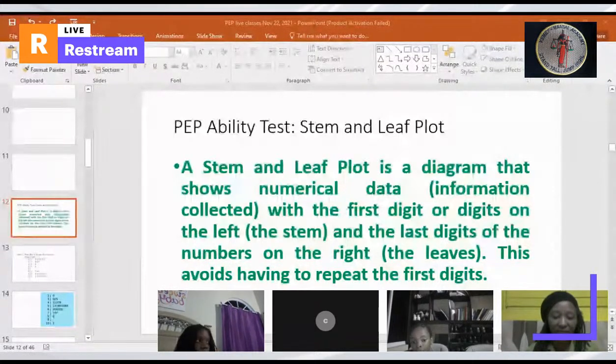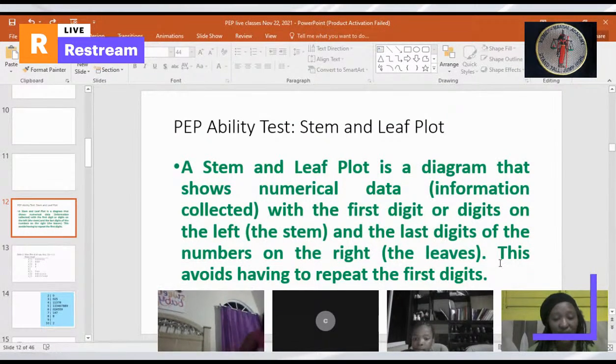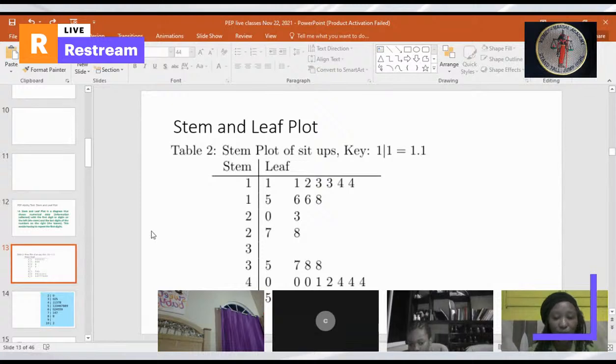So it's saying the leaf is used in statistics, and statistics is a branch of mathematics that deals with information storage and information interpretation. So we collect information and it is called data, and then we see how best we can present that data so we can study it and make interpretations and make even predictions. So the stem and leaf is one way of presenting data.